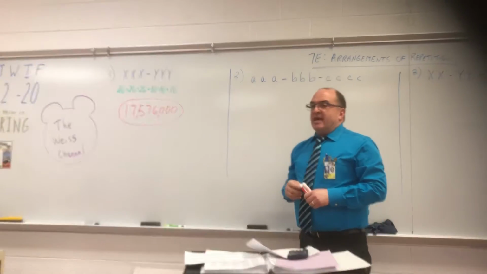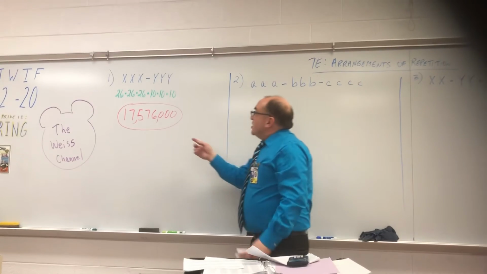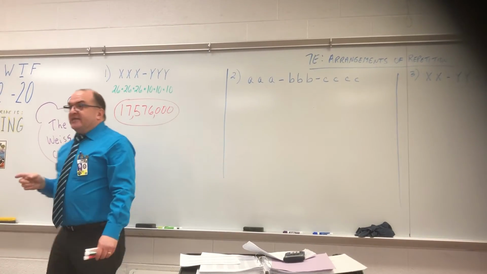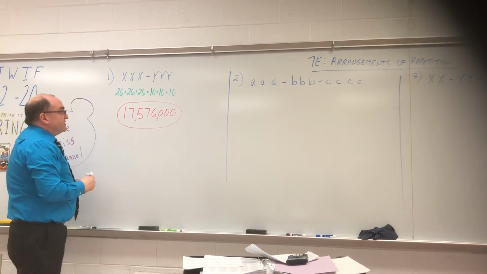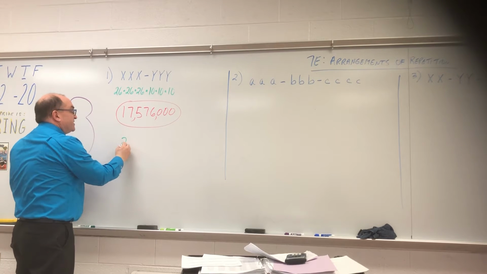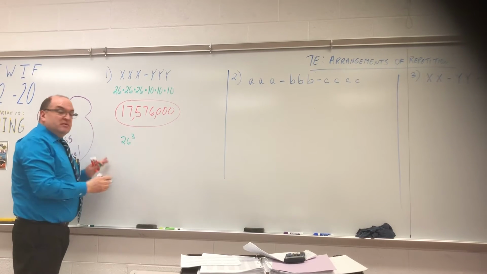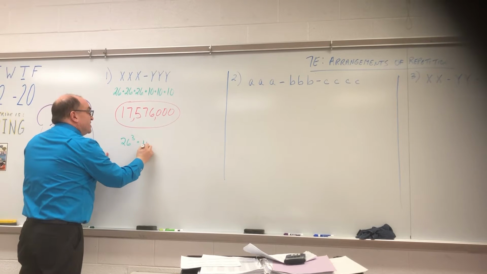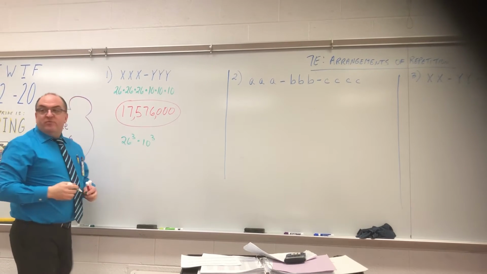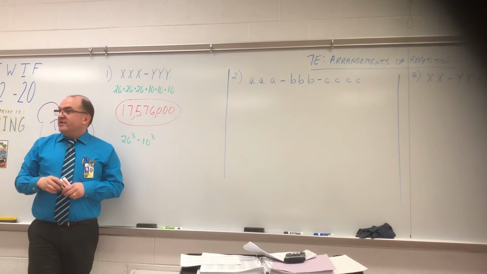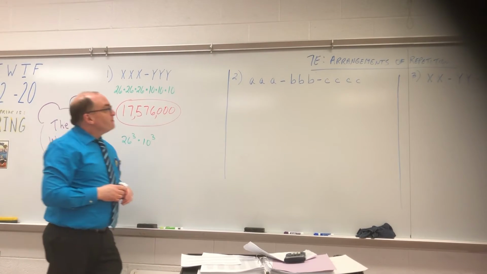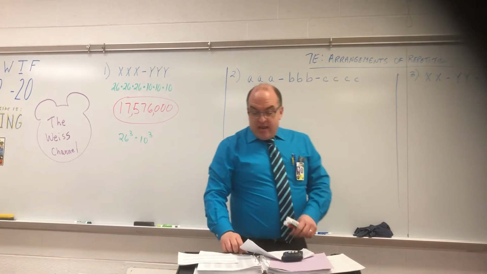Would there have been a faster way I could have done this? Yes, I could have done 26 to the third power times 10 to the third power. That would be less taxing during this non-tax season, right?